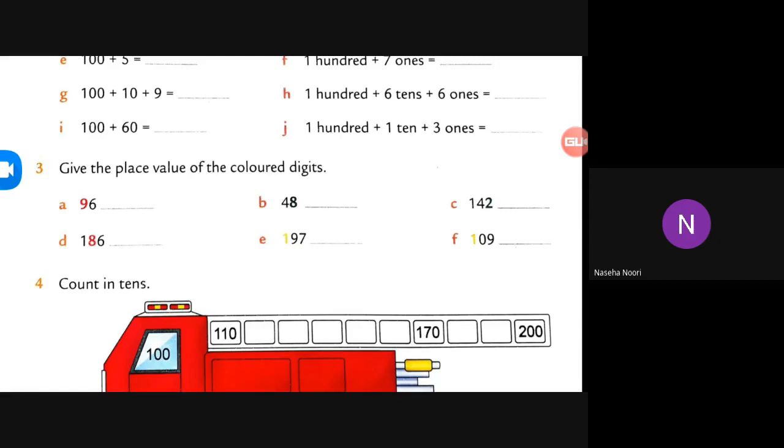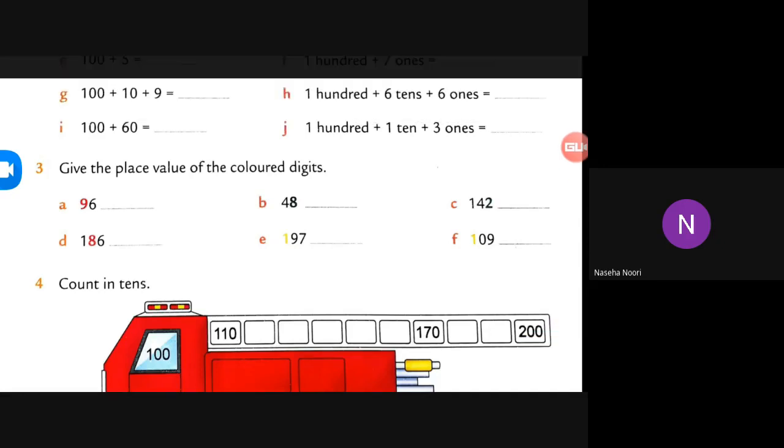Speak nothing in between. Whenever I speak, don't speak. If you have any problem, just write it down in the chat box. No need to speak. If the screen is not visible, if the voice is not clear, then and only then tell me. And don't share your screen, I tell you again.